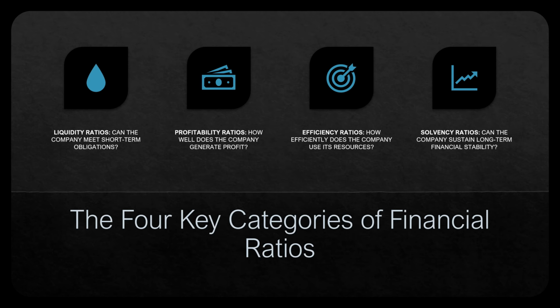Are they going to be able to make their loan payments? Are they going to be able to make rent? Are the companies able to make their own rent? That is the question we are asking with solvency. So, starting off with the first one, what I always love talking about, liquidity ratios.